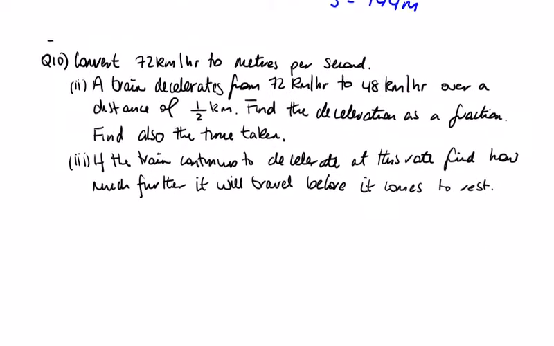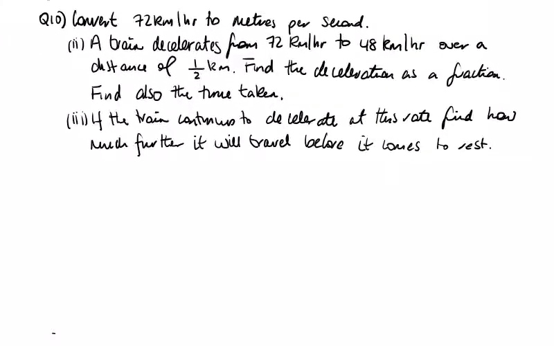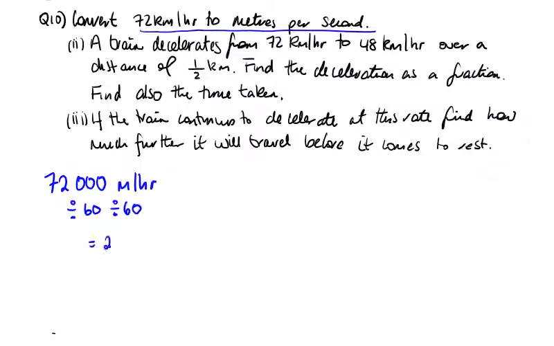Question 10. Convert 72 kilometers an hour to meters per second. Okay, well 72 kilometers is 72,000 meters per hour. So if we want to get it per minute, we divide by 60. And if we want to get it per second, we divide by another 60. So 72,000 divided by 3600 is going to give me 20 meters a second.